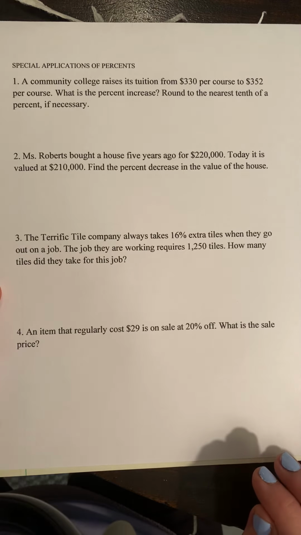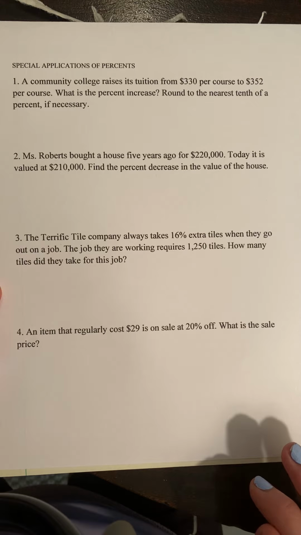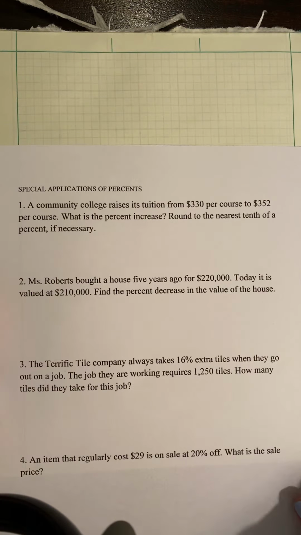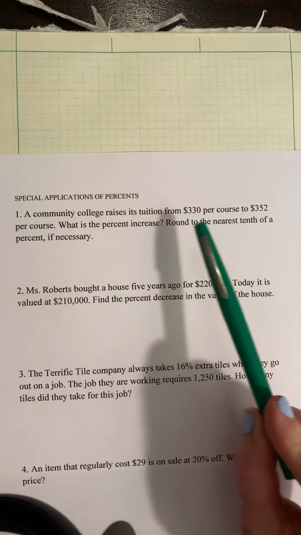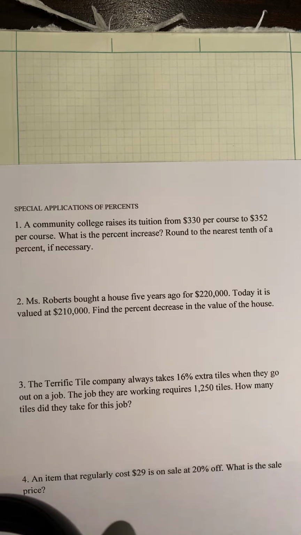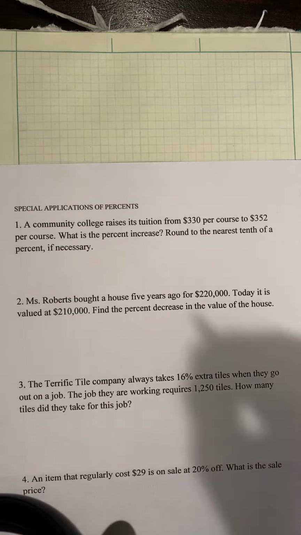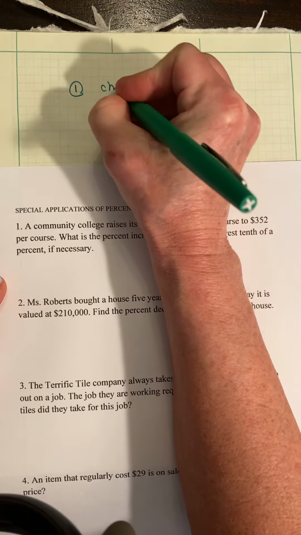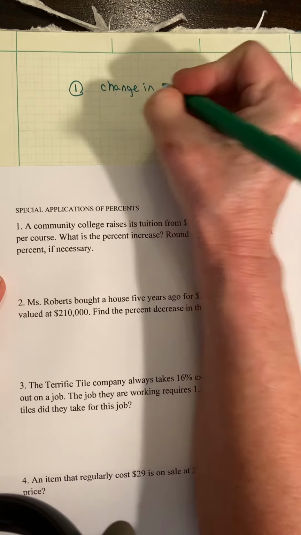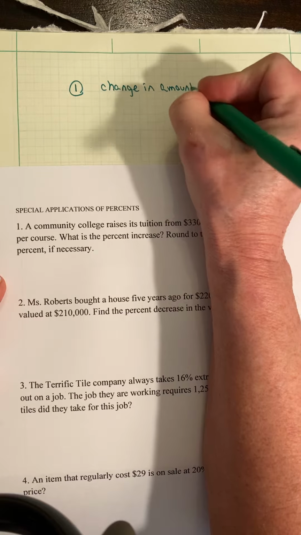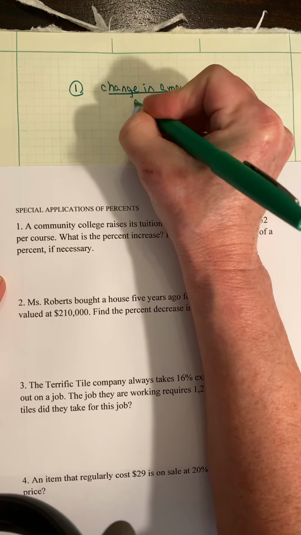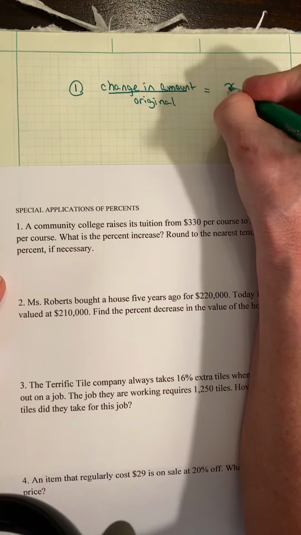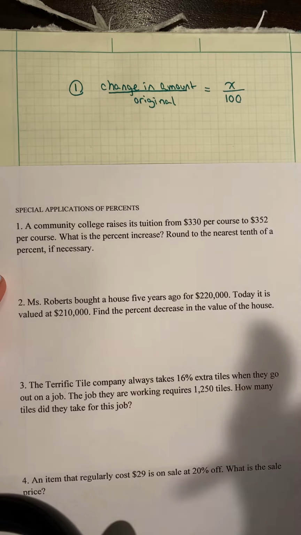You might want to take a moment and take a snapshot of this or pause it. So let's look at the formula for percent increase or decrease. Okay, so on this first one, the community college raises its tuition from $330 to $352 a course, and we're trying to find the percent increase. Well, here's our formula for a change in percent. What we're going to do is put the change in amount, we're going to make a proportion over the original amount, whatever it starts with. And we'll set that equal to x over 100 because we're looking for a percent change.